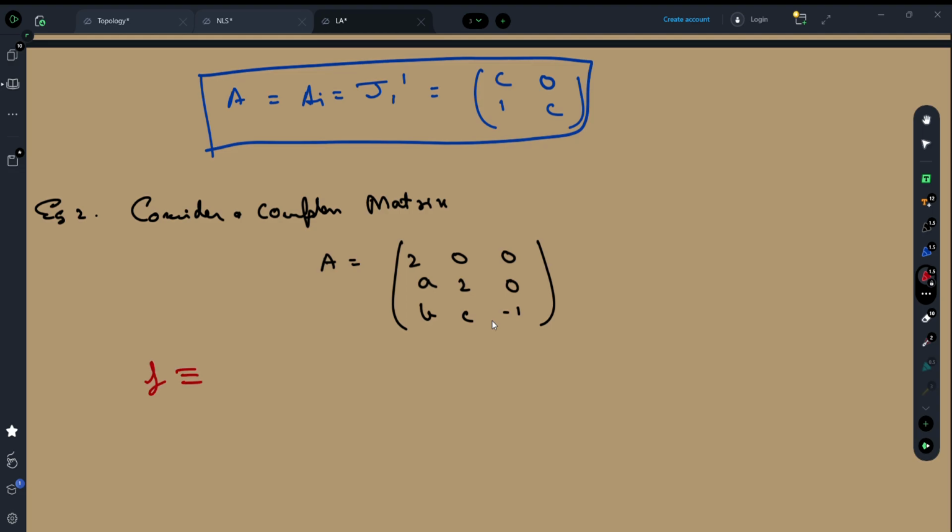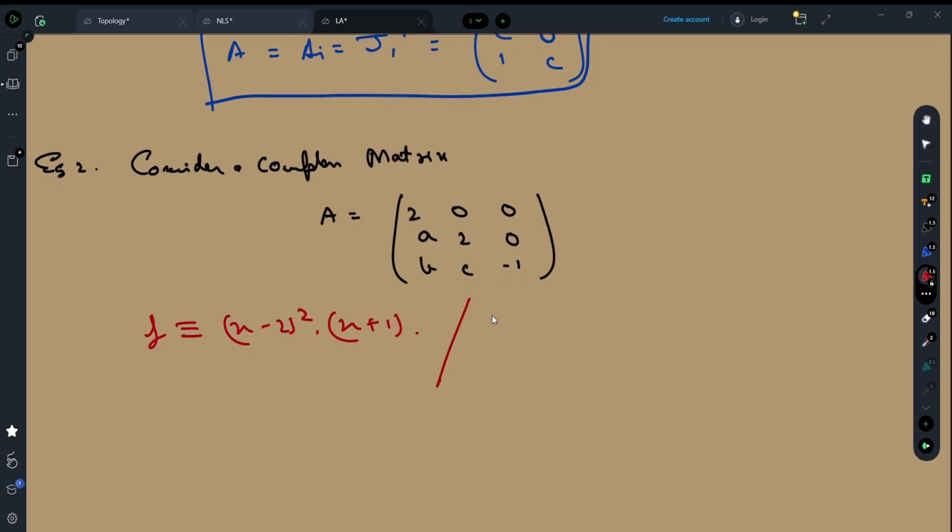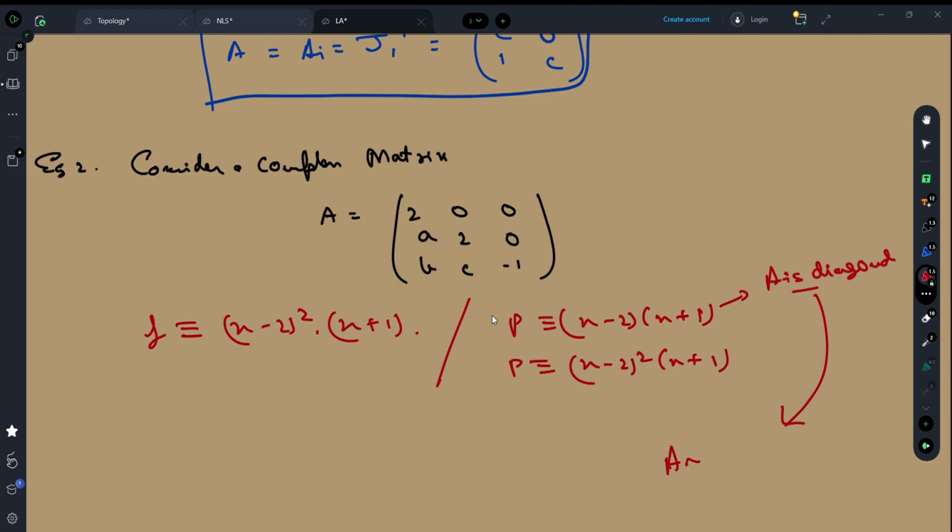What is the characteristic polynomial of A? This is a lower triangular matrix, so we can just multiply the diagonal elements. The diagonal elements will give you the eigenvalues. So the characteristic polynomial of A is precisely (x minus 2) whole squared times (x plus 1). What are the possibilities for the minimal polynomial then? The minimal polynomial can either split into linear factors of this form, or it can be exactly equal to the characteristic polynomial. These are the only possible cases, right?